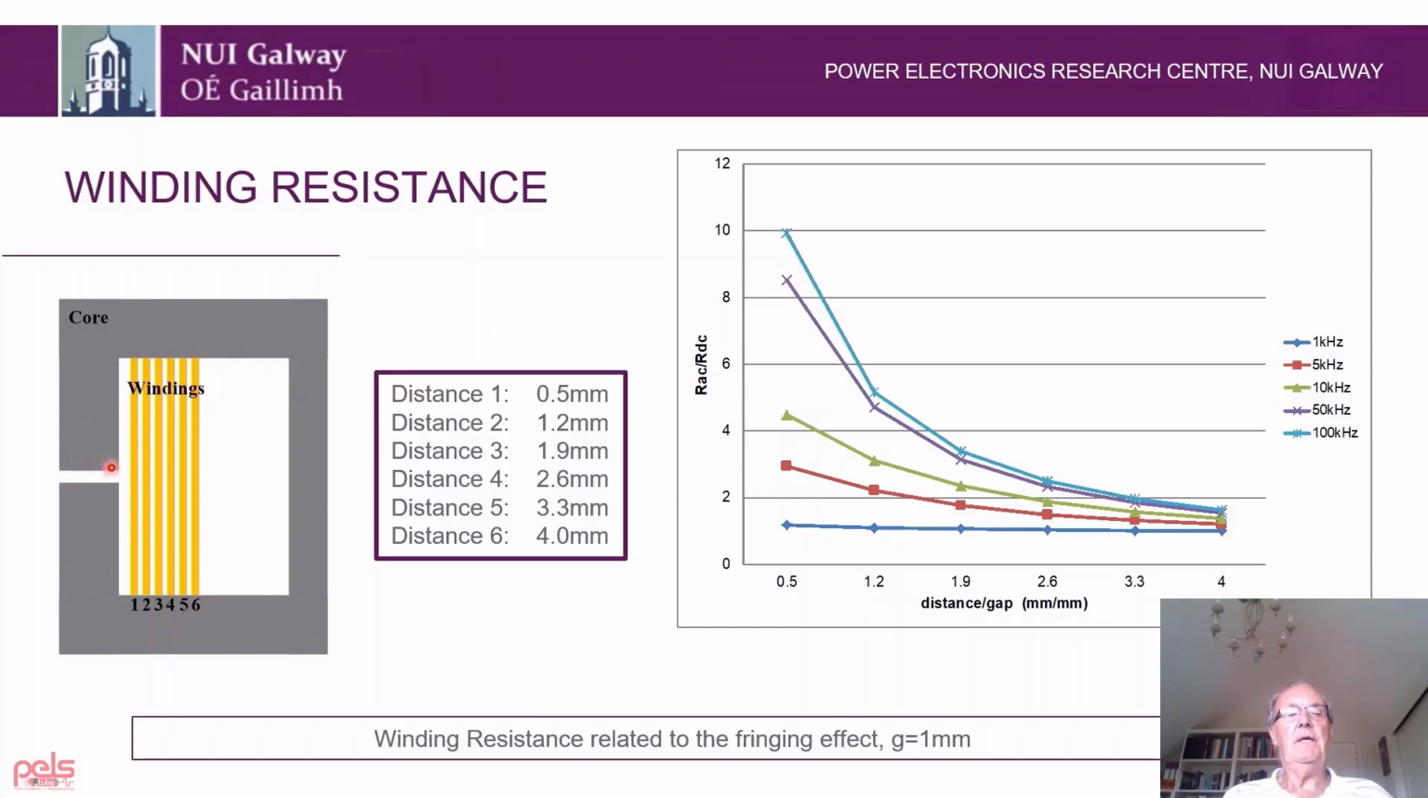Another possibility here is to build a winding so that there's a V section here where there's no winding actually near the gap. So we just take out this part of the winding here. Again, planar magnetics with PCB layouts and so on make this very easy to achieve. So that's a possibility.